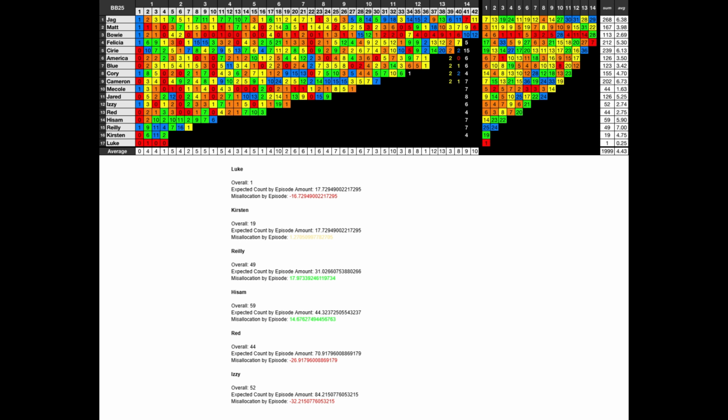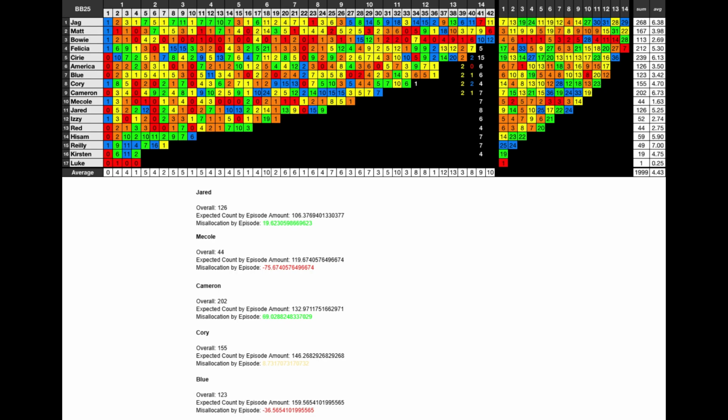Izzy has 52 diary rooms, and her expected count by episode amount is 84.21, causing her to have a negative misallocation of negative 32.21. And for her, it's probably around 40% as well regarding the amount that she's missing, which is very bad. Jared has 126 diary rooms, and his expected count by episode amount is 106.37, causing him to have a 19.62 misallocation amount, so he is in the green.